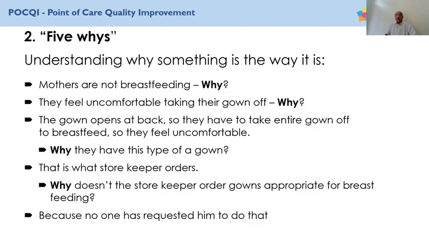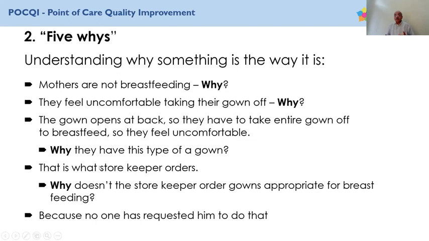5Y. Now the 5Y helps you to find a root cause or go into the depth of a particular problem. For example, if we take the example of mothers not breastfeeding the baby and we ask 5Y, we slowly come to the root cause as to why the mothers are not breastfeeding. In this case, it was actually a case from a dispensary where the mothers were not breastfeeding. We found they feel uncomfortable taking their gown off. Why? Because the gown opens at the back, so they have to take the entire gown off to breastfeed. Why do they have this type of gown?